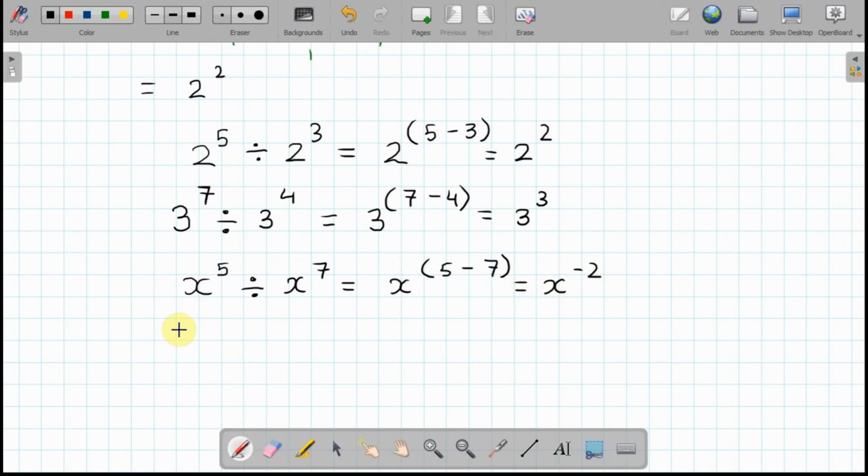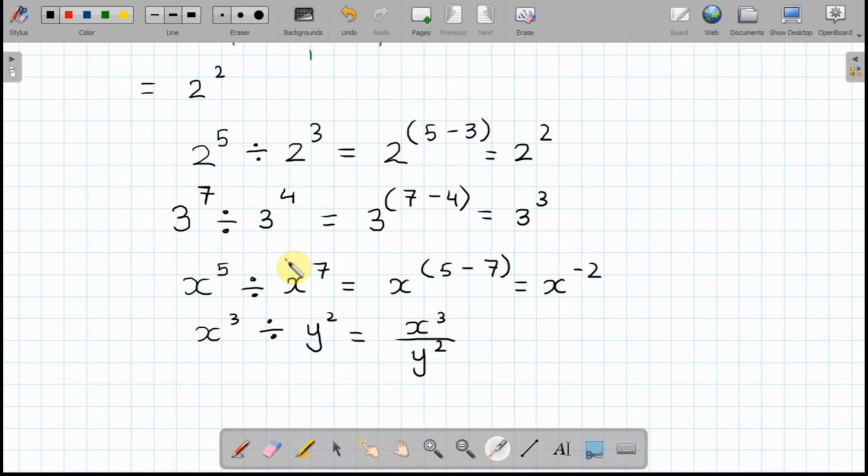Now again, same thing when the bases are not the same. So if I had x to the power 3 divided by y squared, I would write this as a fraction, x cubed over y squared. I cannot subtract the powers because the bases here are not the same. The bases here are the same. Okay, that was multiplication done, division done.